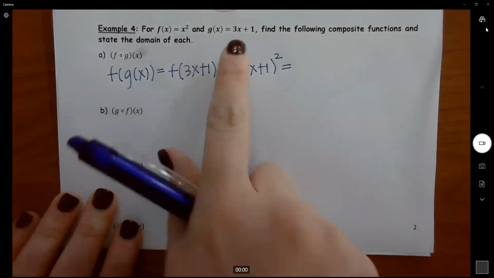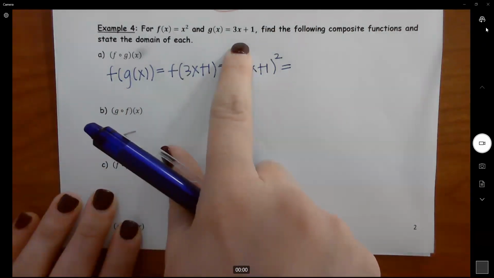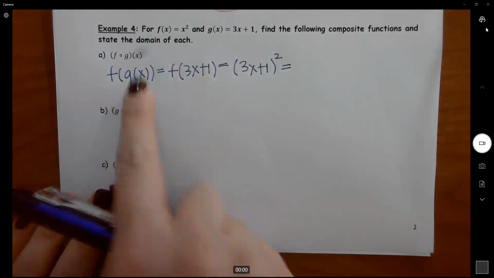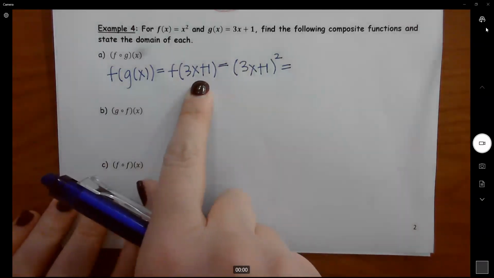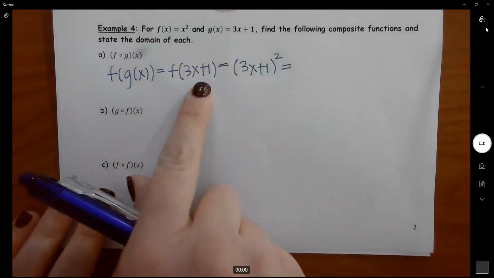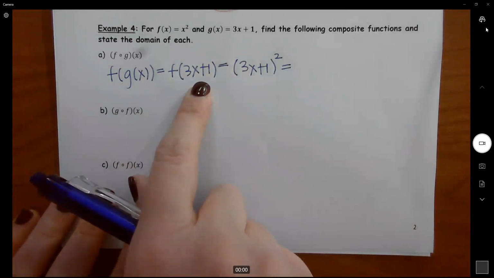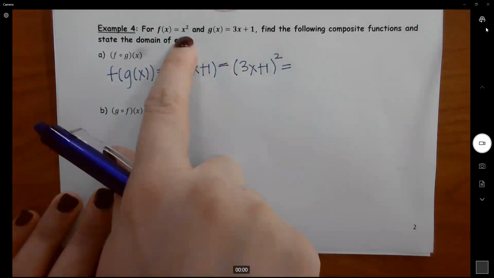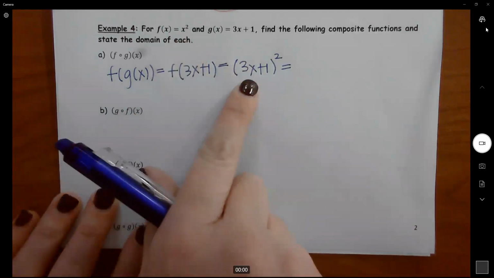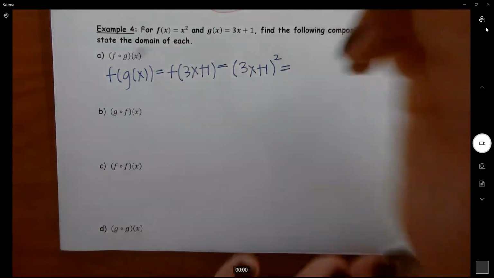Well, my g of x is told to me right here. It's 3x plus 1. So I replace g of x with 3x plus 1. And then here, this is f of 3x plus 1. So now I take my function, and where I see an x, I replace it with 3x plus 1.